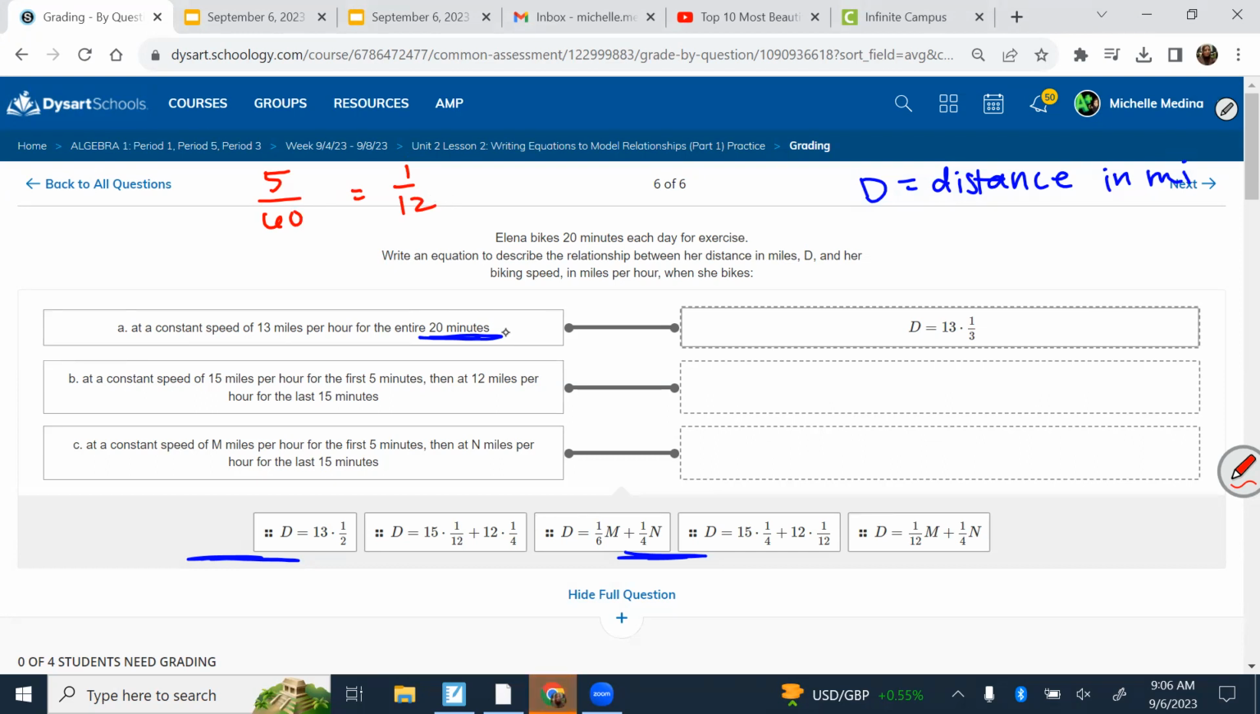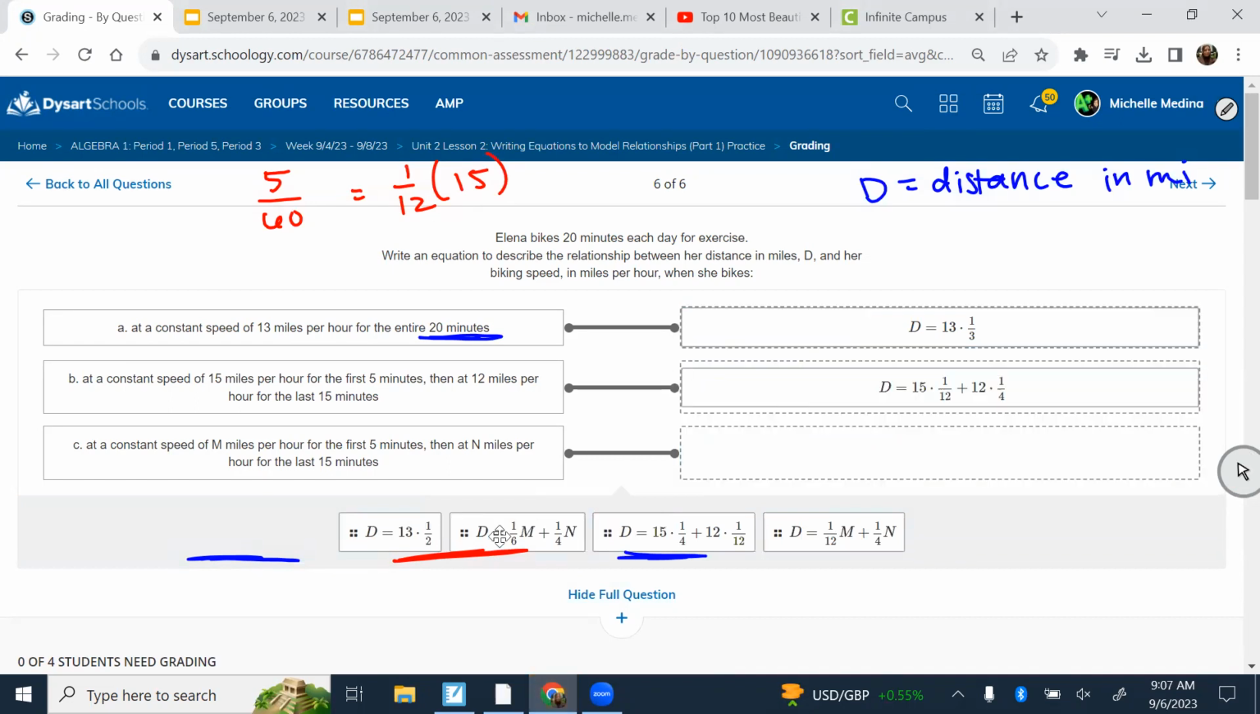Because remember, the whole thing we're trying to figure out is her distance in miles. 5 miles per hour, she's like, so it would be 15. 112 times 15, so it's looking like it's this one. So let's keep reading. And then at 12 miles per hour for the last 15 minutes, how much of an hour is 15 minutes? A fourth.